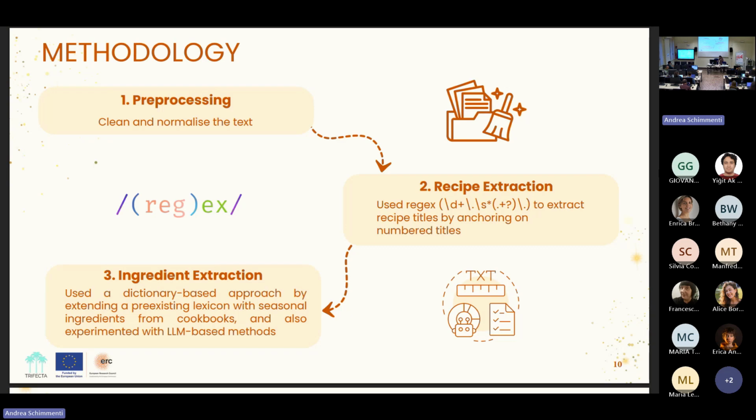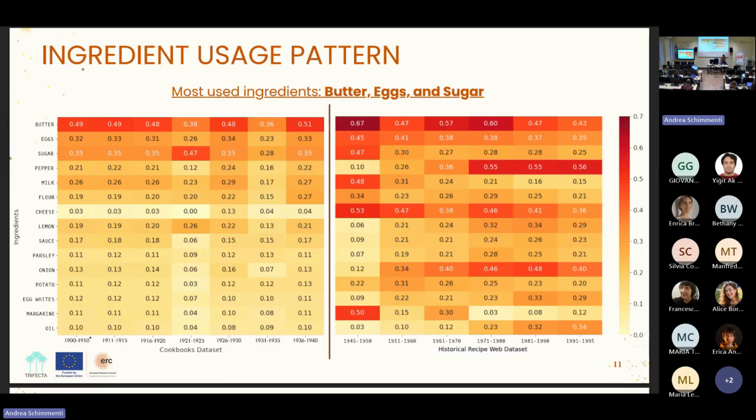After having the whole thing ready, we had our data, ingredients. We were really curious to do some analysis. The first thing that we did was ingredient usage patterns. I know it's a bit too crowded, just bear with me for a minute. This is a heat map that shows the frequency of ingredients that were mentioned in the recipes. These are the relative frequencies, from light yellow to dark red. They show the intensity from low to high frequency.